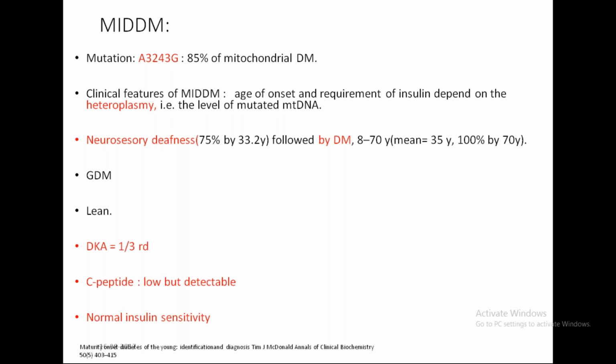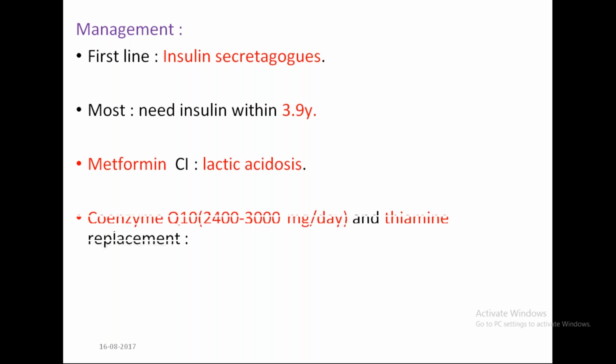In this patient, usually the mutation is A3243G, which I already discussed initially. Age of onset and requirement of insulin depend on heteroplasmy and the level of mutated mitochondrial DNA. Neurosensory defects can be present, GDM can be there, and the person is usually lean. Diabetic ketoacidosis occurs in one-third of patients, and C-peptide levels are low but detectable. Normal insulin sensitivity is present in this case. For management, first you give insulin secretagogues, and then you start insulin within 4 years.